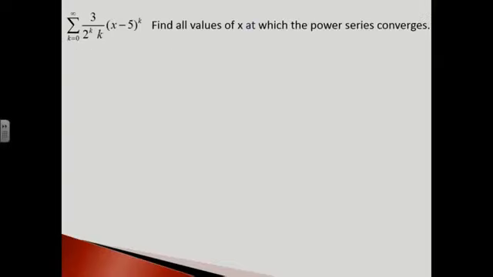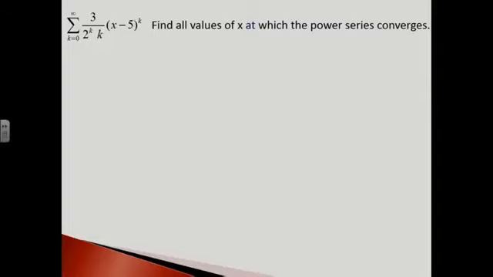An important question for a power series is: for what values of x does a given power series converge? The following example illustrates the method for solving such problems. Consider the power series sigma k from 0 to infinity of 3 divided by (2 to the power of k multiplied by k), then multiplied by (x minus 5) to the power of k. This series is centered at 5.